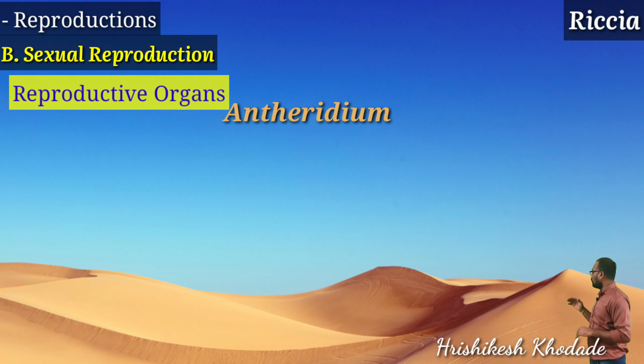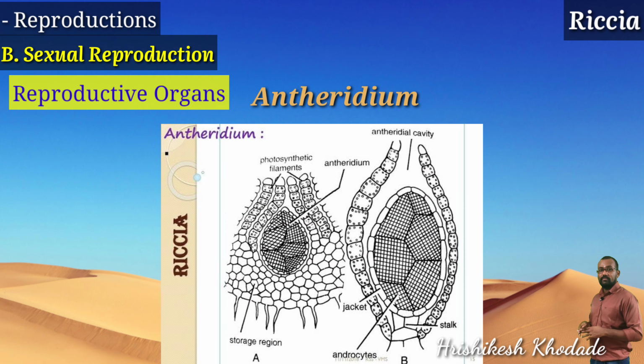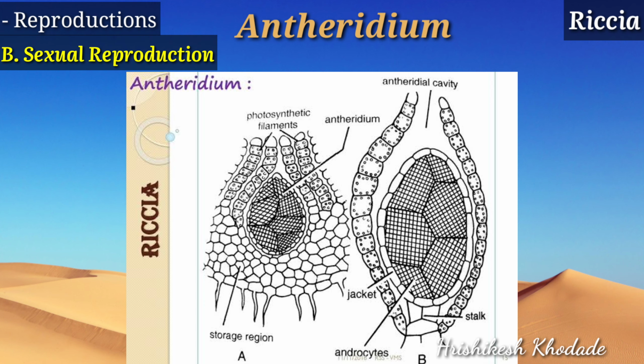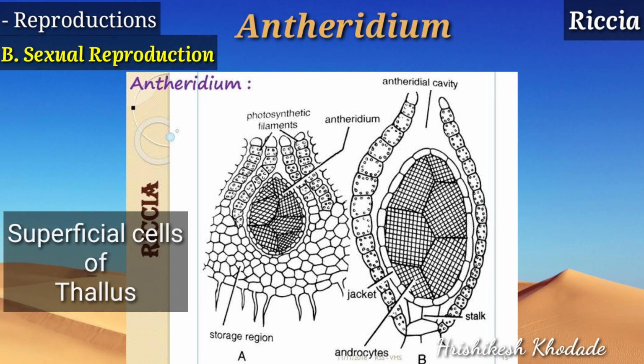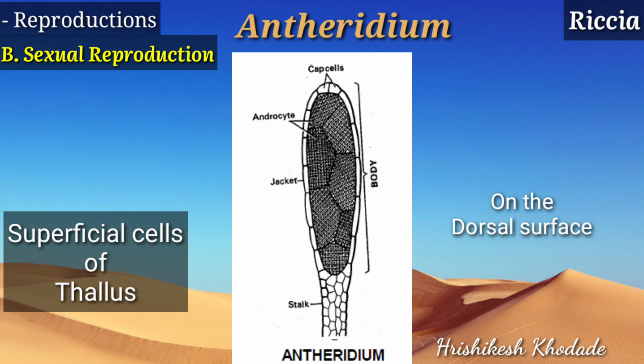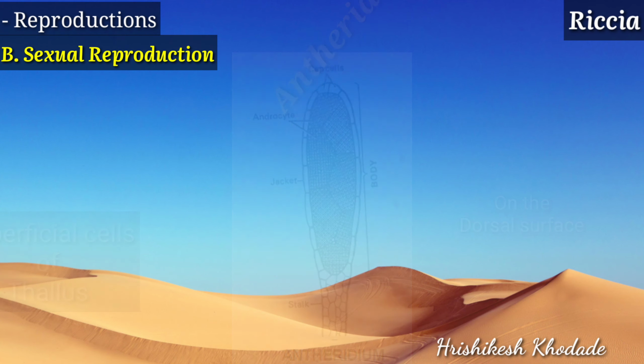First we will talk about the antheridium, that is the male reproductive organ. On the screen you can see the antheridium structure. The development of antheridium starts from the superficial antheridial cells which are situated on the dorsal surface of the thallus. The dorsal surface means upper surface.